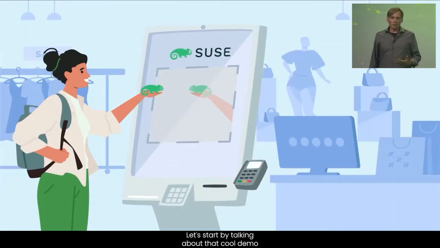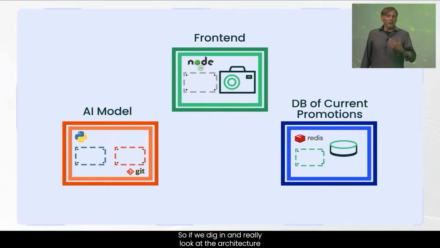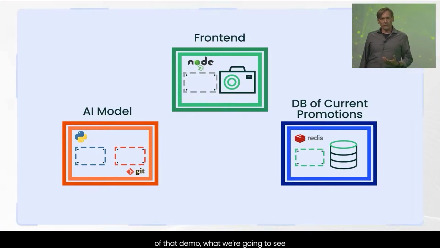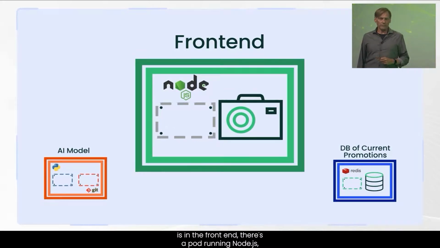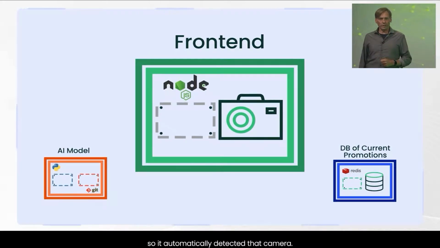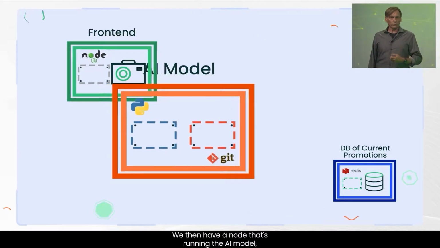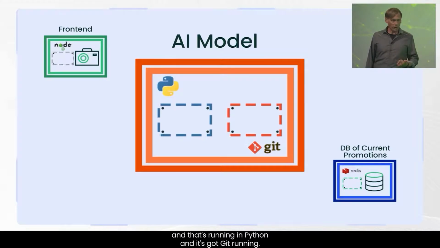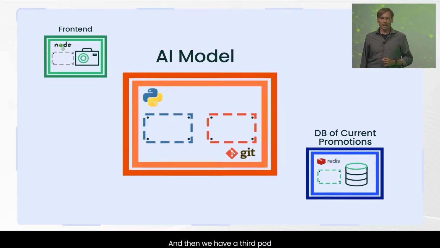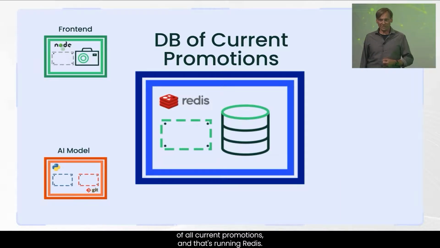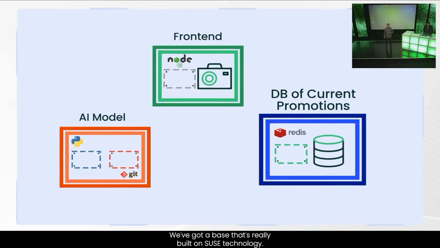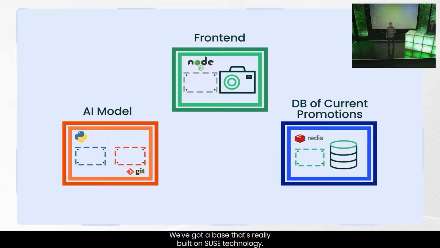Let's start by talking about that cool demo that Basil did in the Edge demo. So if we dig in and really look at the architecture of that demo, what we're going to see is in the front end, there's a pod running Node.js, and it's got an Akri module running, so it automatically detected that camera. We then have a node that's running the AI model, and that's running in Python, and it's got Git running. And then we have a third pod that's really running the database of all current promotions, and that's running Redis. We've got a base that's really built on SUSE technology.